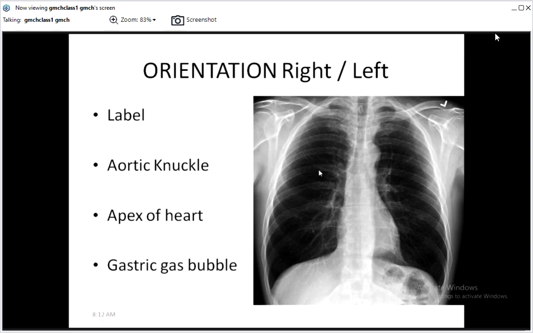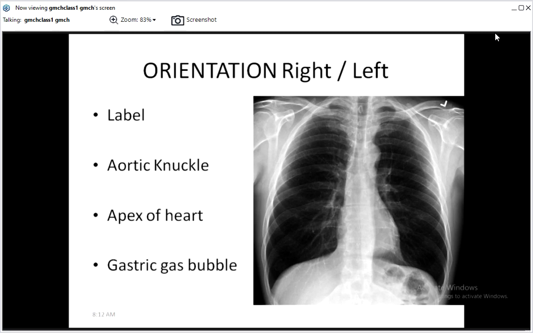But sometimes they are labeled wrongly or sometimes they are not labeled. So how can you make out? You have to look for a few landmarks, like the aortic knuckle, which is present on the left side. Then the apex of the heart, which would be on the left side, and the gastric gas bubble shadow, which will also be on the left side. If you see all these things on a particular side of the X-ray, that means that is the left orientation of the X-ray.